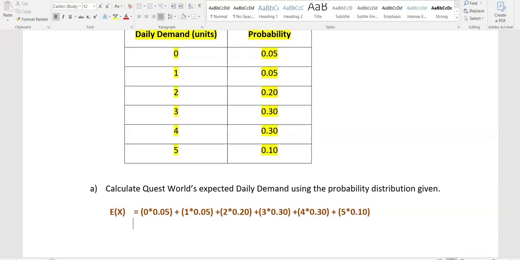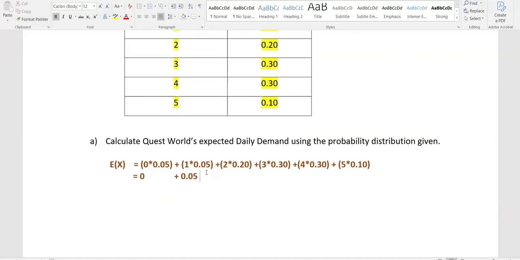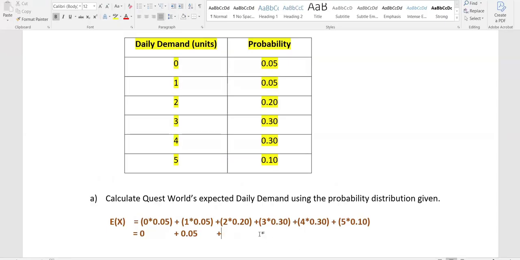Let's work it out now. 0 multiplied by 0.05 is 0. 1 multiplied by 0.05 is 0.05. That's how we find the expected value, by just multiplying each observation, in this case daily demand, by the corresponding probability, guys. Does that make sense? Everybody's seen how we came up with these inputs here? E of x here means expected value, by the way. The notation E of x means expected value.